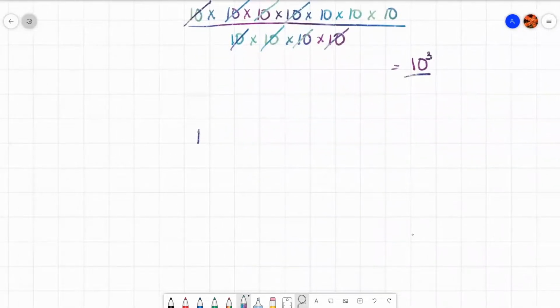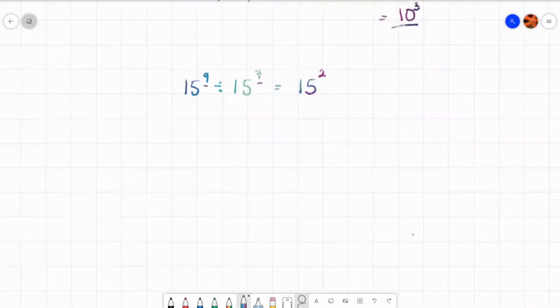So we could have something like 15 to the power of 9 divided by 15 to the power of 7. That would be 15. All we do is 9 take 7, which is 2. 15 squared. We could have 100 to the power of 7 divided by 100 to the power of 3. Again, that would be 100, and you just subtract the powers. 7 take away 3 would be 4. Lovely. Okay, let's have a look at some examples then.